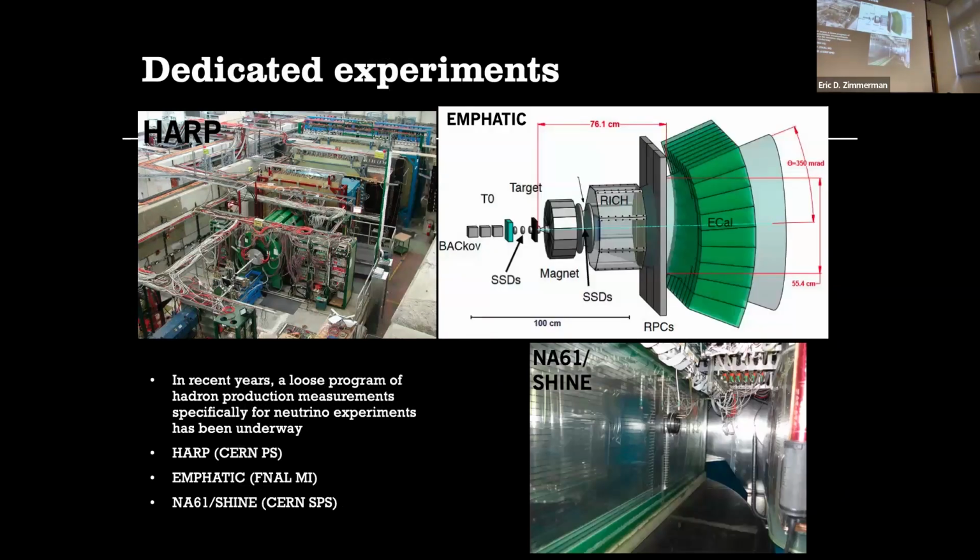So the answer then is to do dedicated experiments for this. And in recent years, there's been sort of a loose program of measurements specifically for neutrino experiments. This began about 20 years ago with the HARP experiment, and now EMPHATIC and NA61/SHINE at CERN are the current generation.